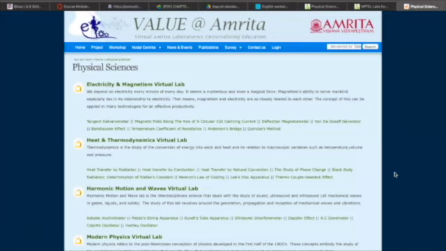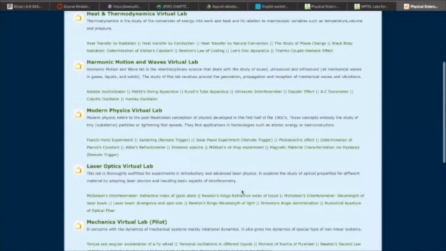So this is Amrita University's homepage for physical sciences. We scroll down and go to the laser optics virtual lab, because the Michelson's interferometer experiments are also done with the help of a sodium source, but for that you don't get a pattern on the screen, you have to observe it through the telescope.